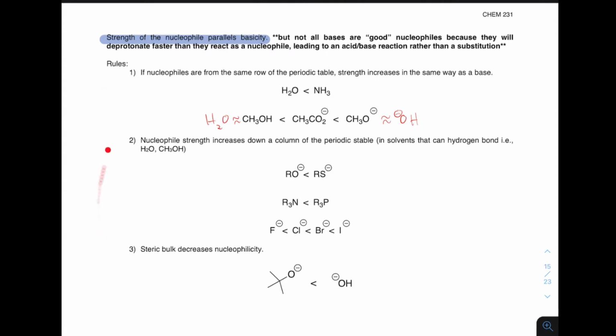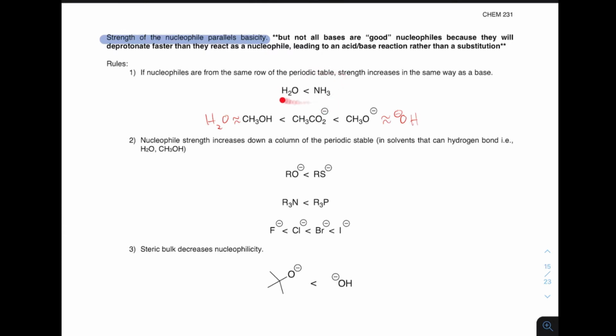So there's three very general rules that we'll look at. So one, if nucleophiles are from the same row of the periodic table, strength increases in the same way as a base. Right, so what do we mean by that? If you remember from talking about acid-base reactions, we know that when you go from left to right on a periodic table, you have a stronger acid, right? And so what that means is the stronger acid you have, the weaker base you have.